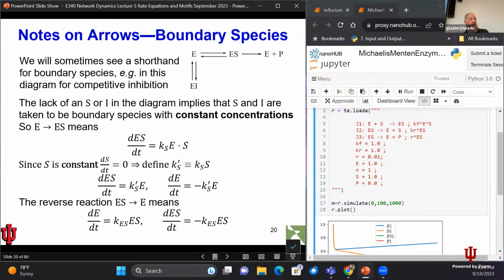And so in that case, you can define the rate constants and pull everything out. I don't want to go into too much detail. You have a little homework problem about this.